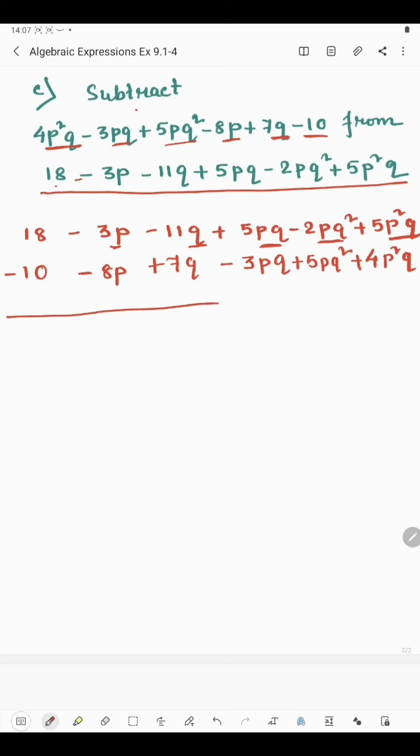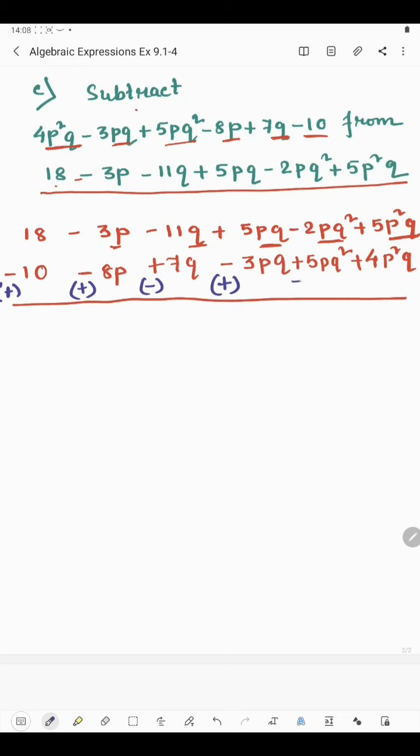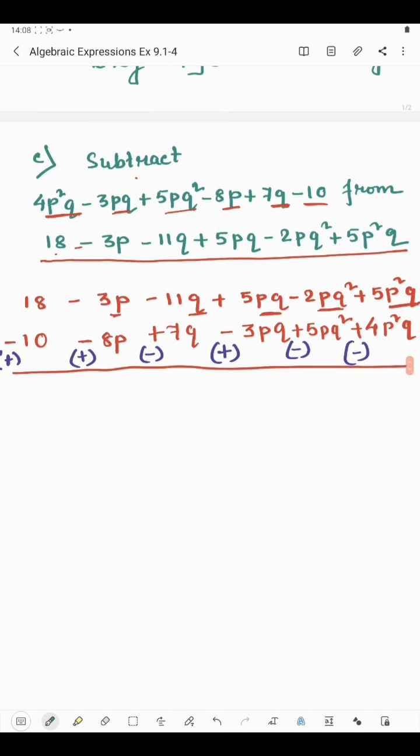Now we will have to subtract these two expressions. At first we need to change the sign of the second expression. So this minus sign will become plus, this minus sign will become plus, plus will be minus, minus will be plus, plus will be minus, this plus will be minus. Okay, now we'll start with the end term. So here we'll not consider this term, so plus minus minus, so 5 minus 4 is 1. Okay, but we never write 1, we'll just write the variable p square q, because p square q and 1p square q are the same.